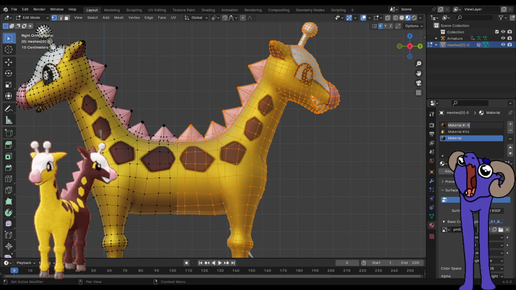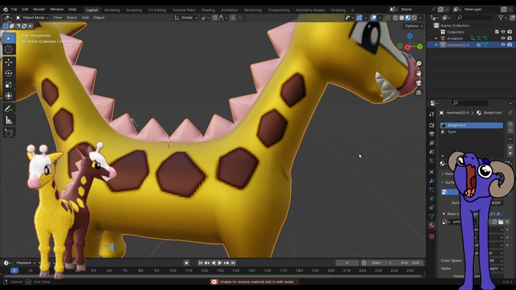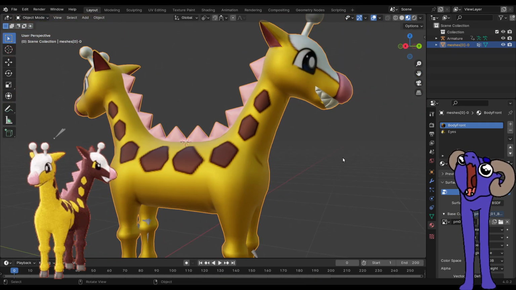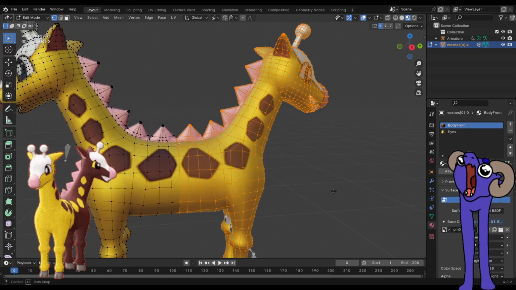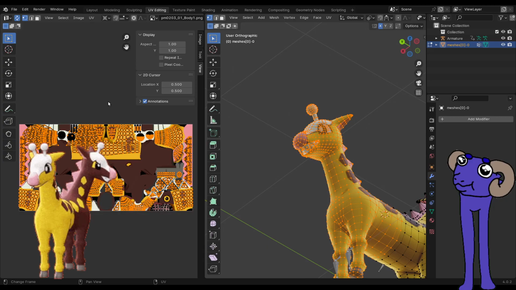Also, I should rename these for the front eyes. Wait, no, this is going to be a dumb idea. It's better to have a bigger material than it is to have more material slots, because material slots can cause Quest users to start lagging. And it makes your thing have less stuff.